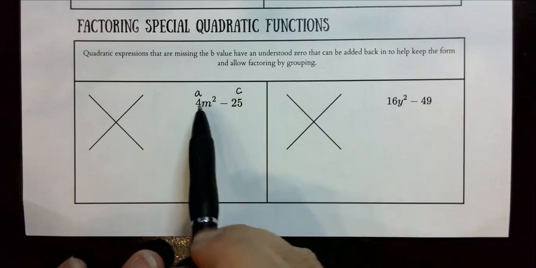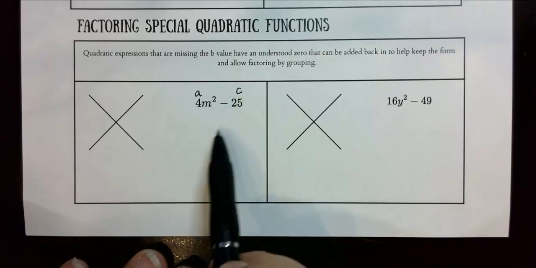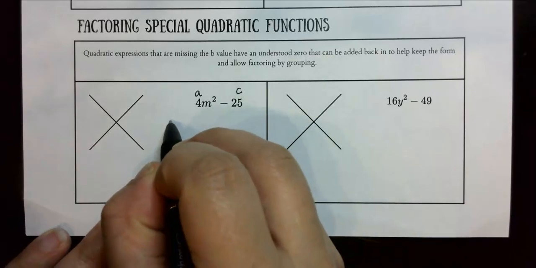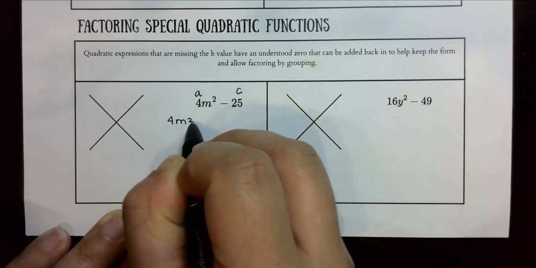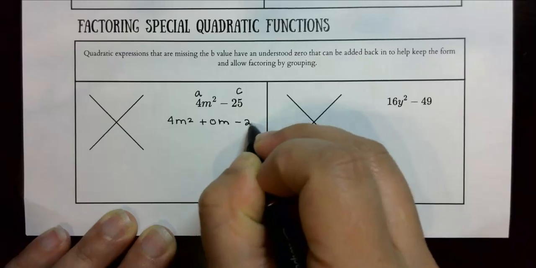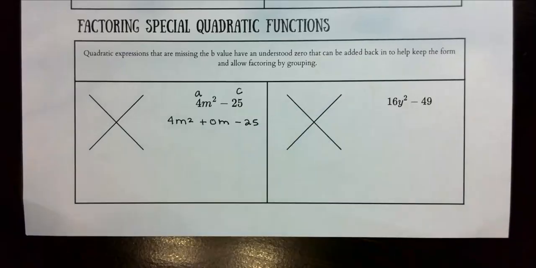So I'm going to ask you to rewrite this with a 0, which is our placeholder B, in the middle. So when we do that, it's going to be 4m squared plus 0m minus 25. So we can put a 0 in or we can leave it off. But we need that third term to help guide us and to see what we're looking for.